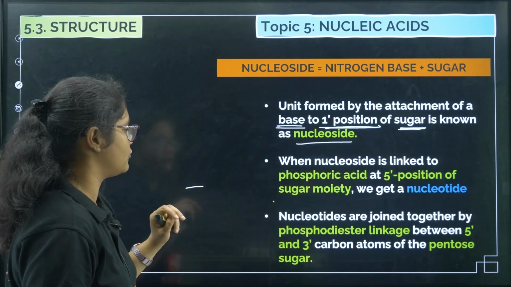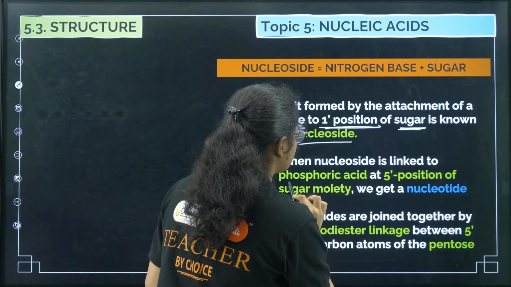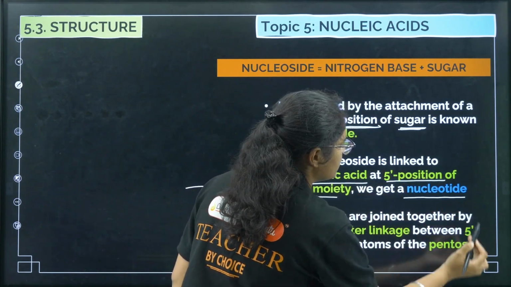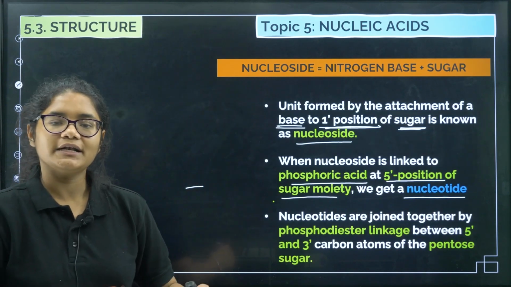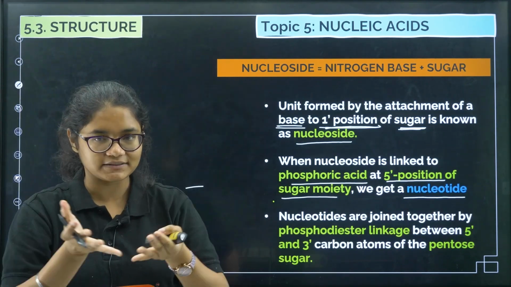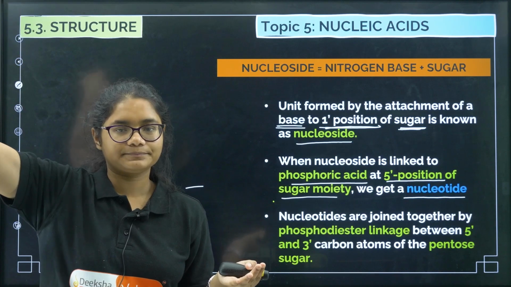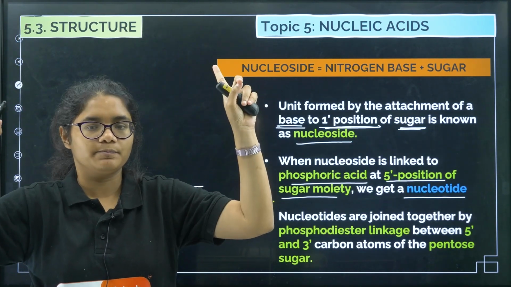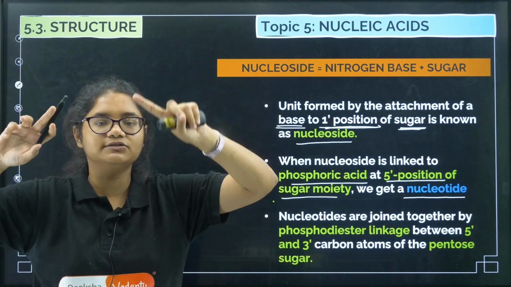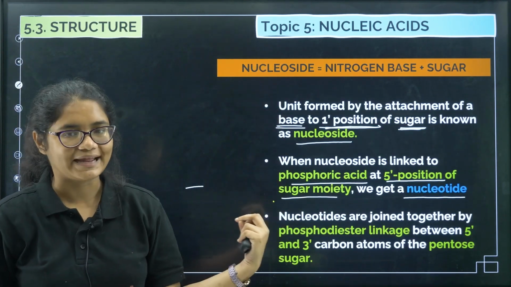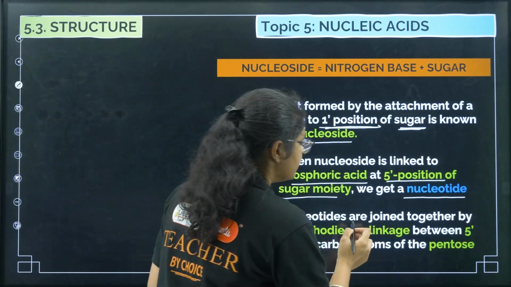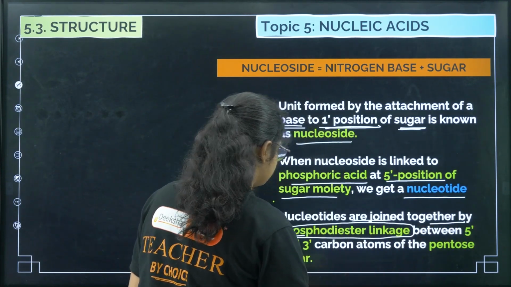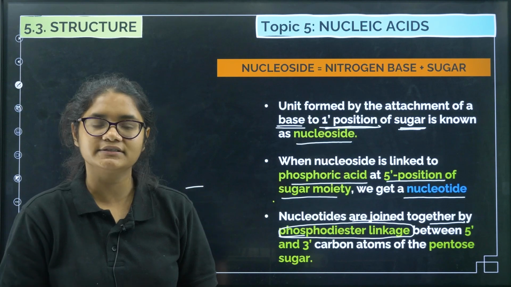I'll show you the diagram also. Now when a nucleoside is linked with phosphoric acid at the 5' position of the sugar moiety, we get a nucleotide. Just imagine, the sugar group is there, at 1' we have the nitrogenous base, and at 5' position we have the phosphate group. So when this nucleoside binds to the phosphate group, we get a nucleotide. Next, nucleotides are joined together by phosphodiester linkage. We have studied this in all the 3 biomolecules.